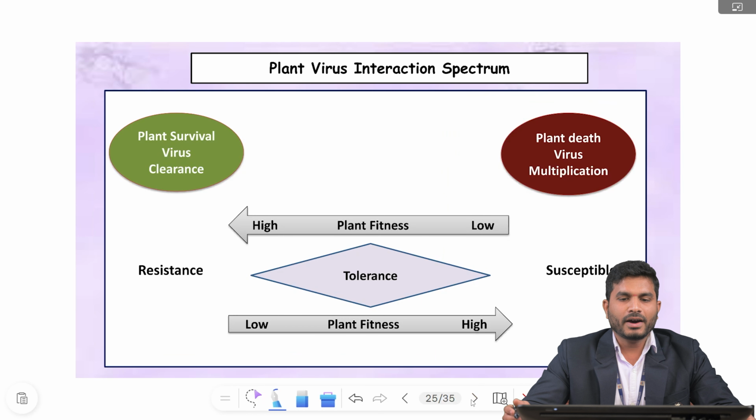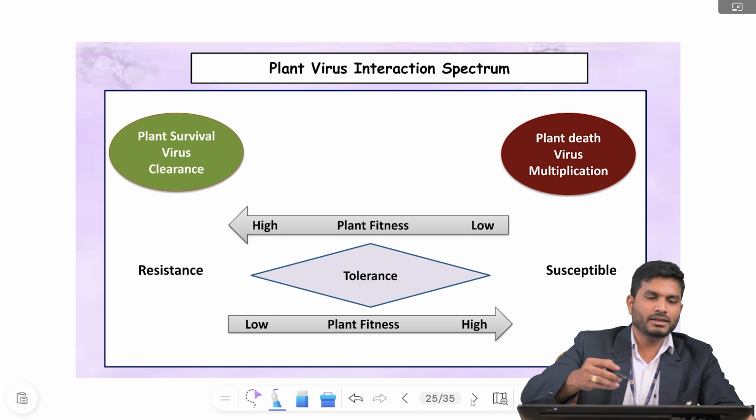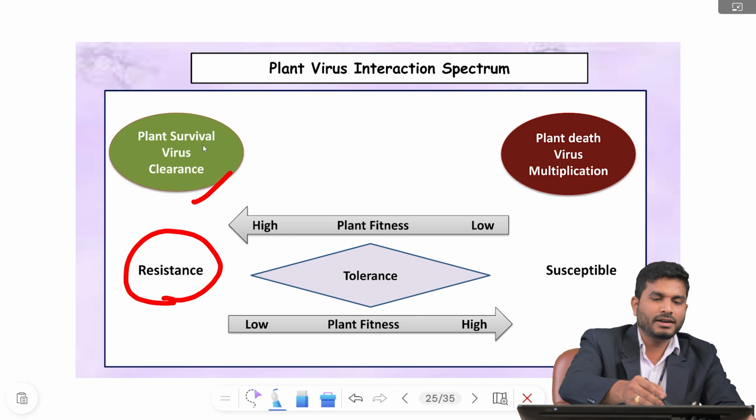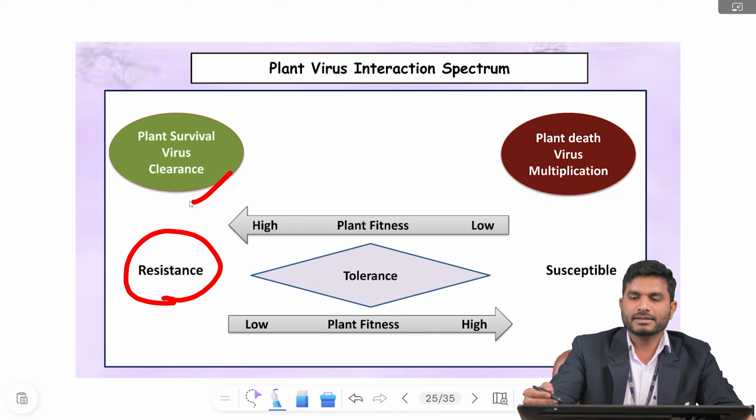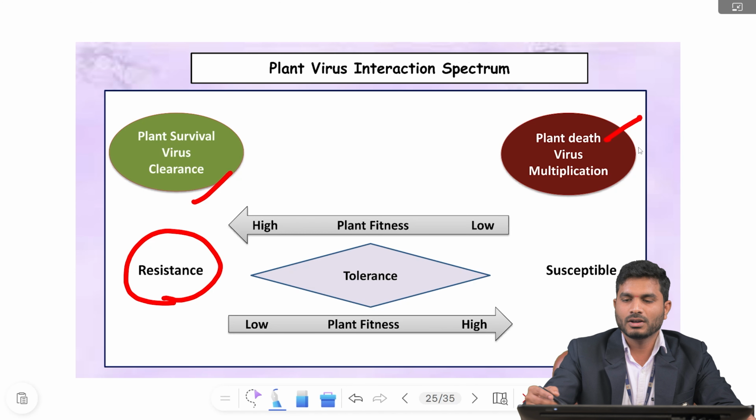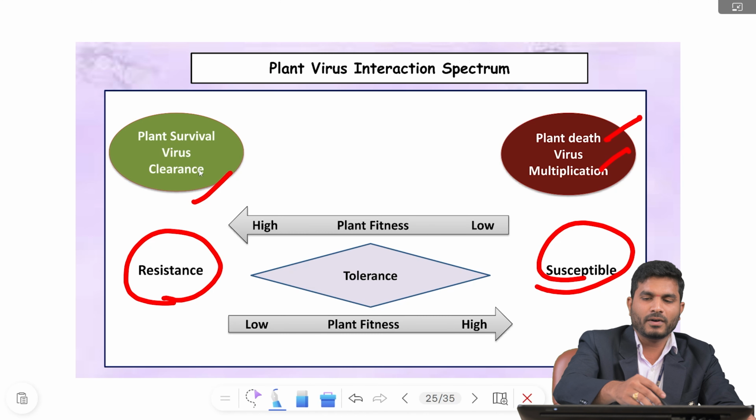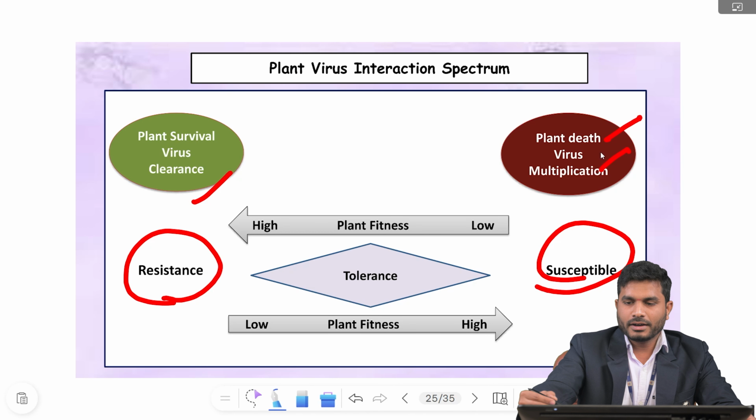So this is a plant virus interaction spectrum. In this case, the plant survives, which means the virus is cleared. This is called resistance, where the plant survives and the virus is cleared. The exact opposite is a situation where plant death occurs and virus multiplication occurs. This case is called susceptible. So resistance is complete removal of the virus. Susceptible means complete killing of the plant.